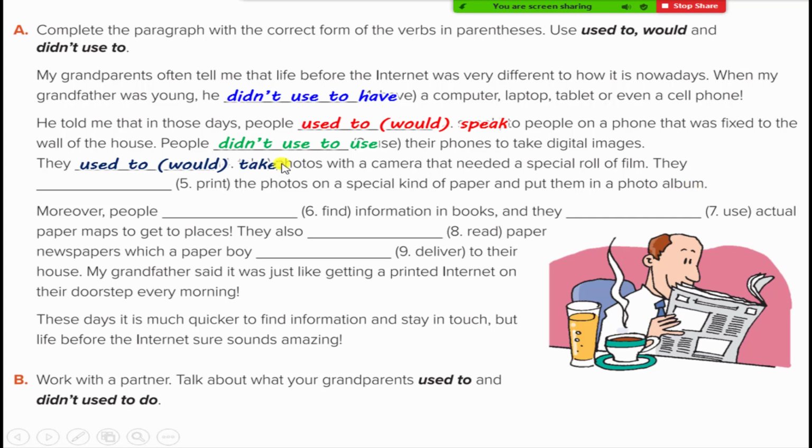Okay, thank you, Abdurrahman. Print becomes used to or would print. Next paragraph. Yes, Yusuf.